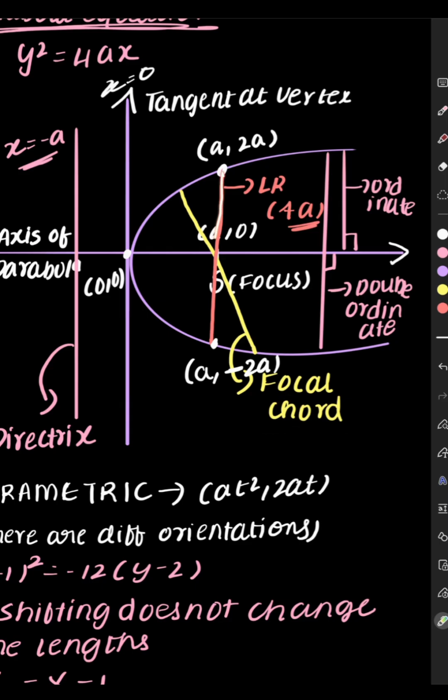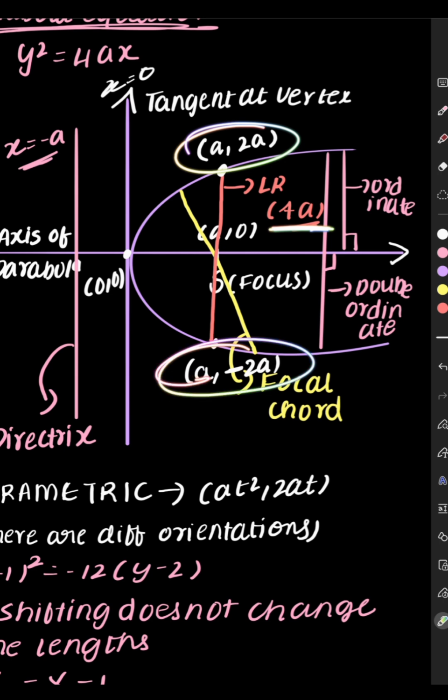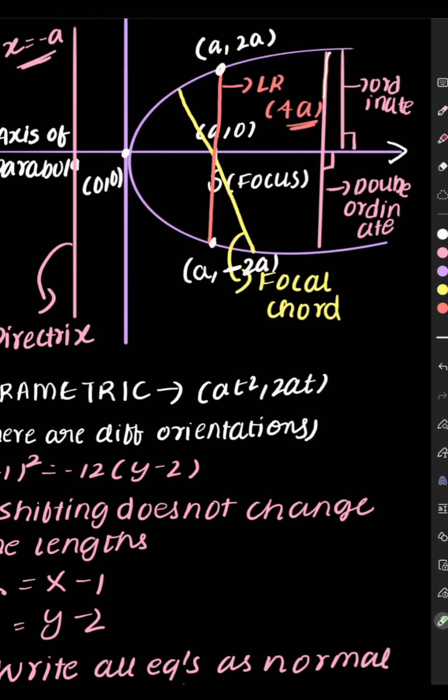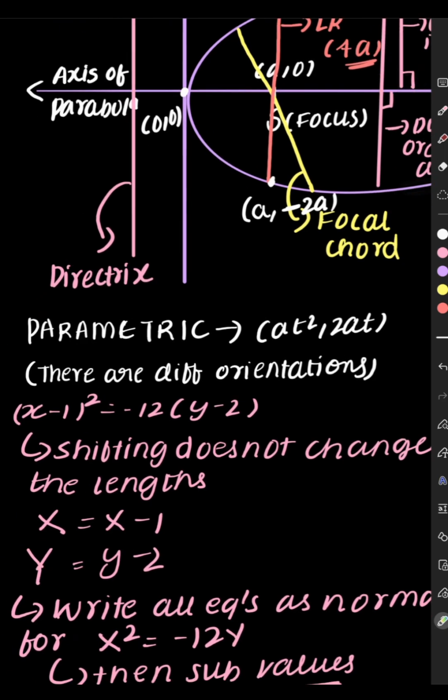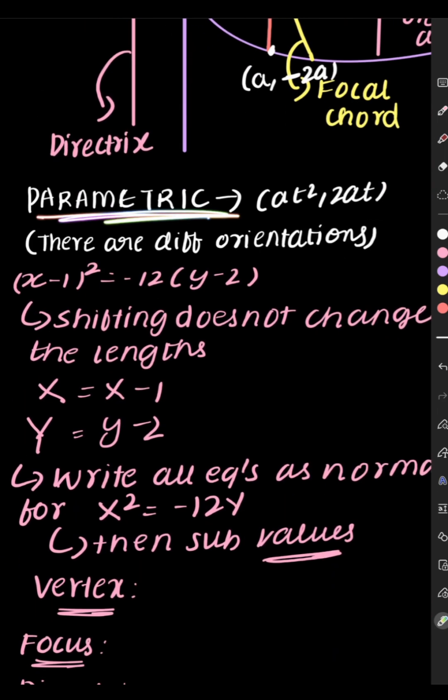But if that focal chord is perpendicular to the axis of parabola, then it's called a latus rectum, and the length is 4a. These are the coordinates of the latus rectum: a comma 2a, a comma minus 2a. If there's a chord which is not necessarily passing through focus but is perpendicular to the axis of parabola, it's called a double ordinate. Only up until here it's called an ordinate. A parametric point for a parabola is going to be at square comma 2at.